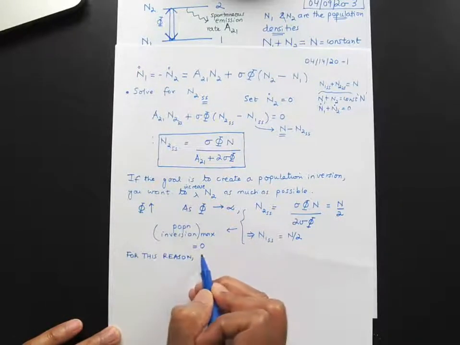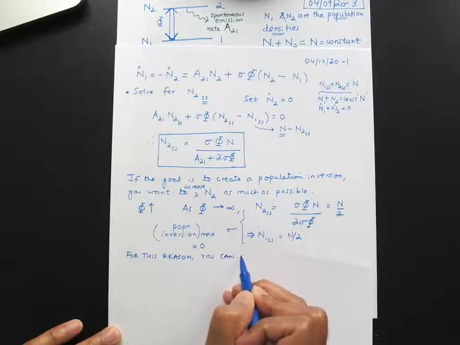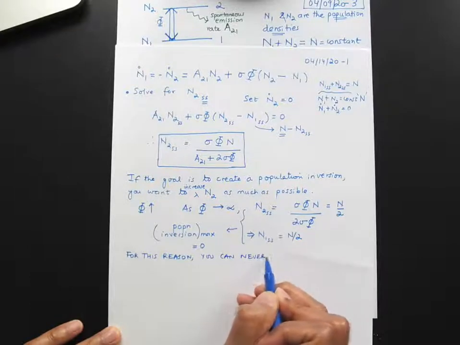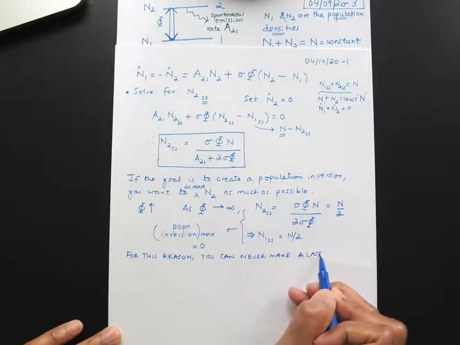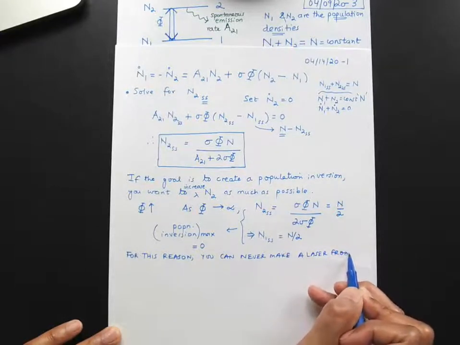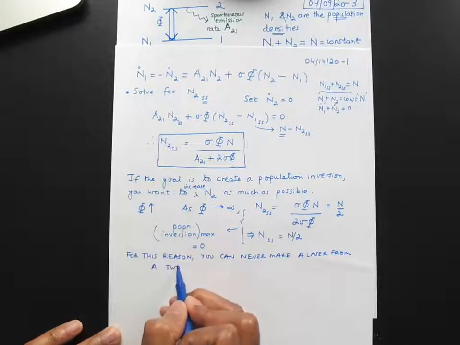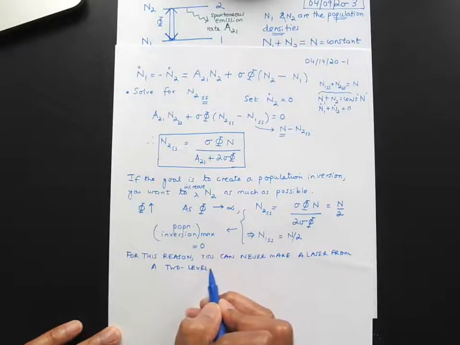So for this reason, you can never make a laser from a two-level atom model.